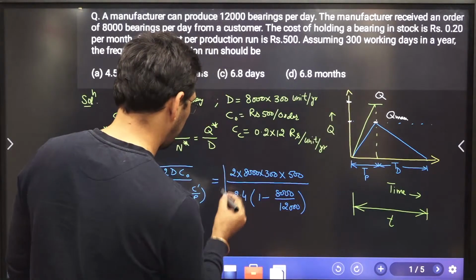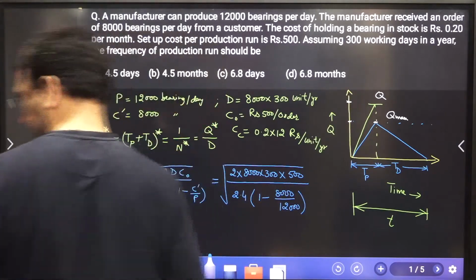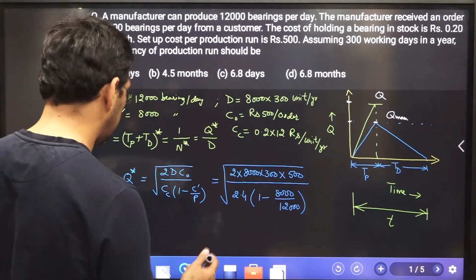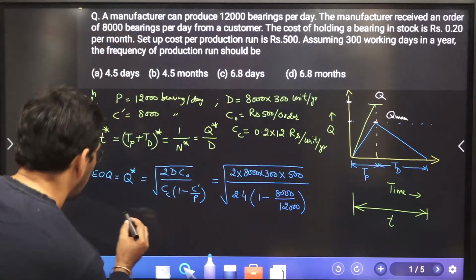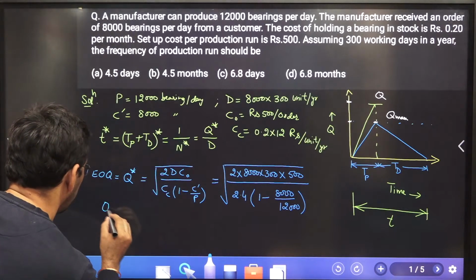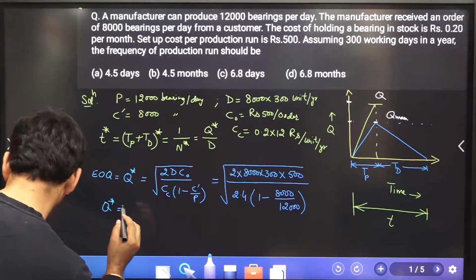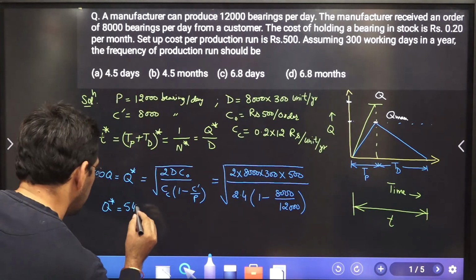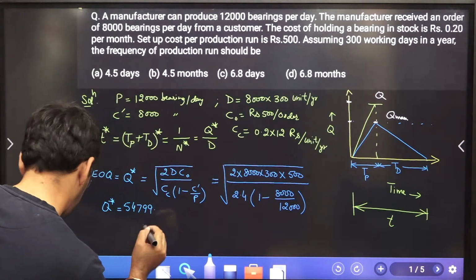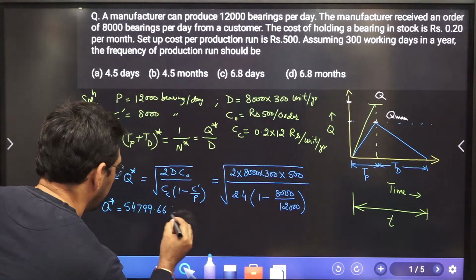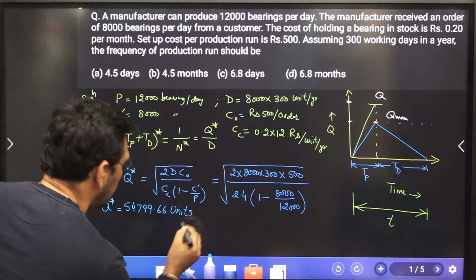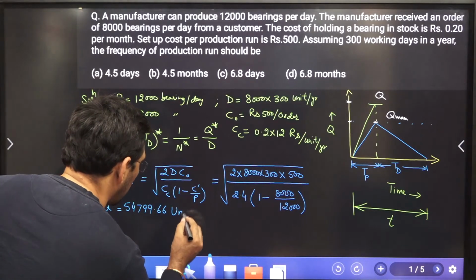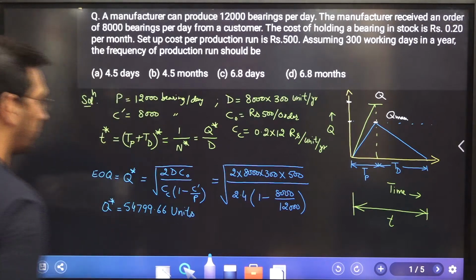This one, and you're going to get this value. And how much is the economic order quantity? From here you can get it. And I think these number of units that you're having, that is economic order quantity Q star is equal to 54799.66 units. So that means this is the quantity which I will place as an order each time. This is going to reduce my total cost, optimize my cost.